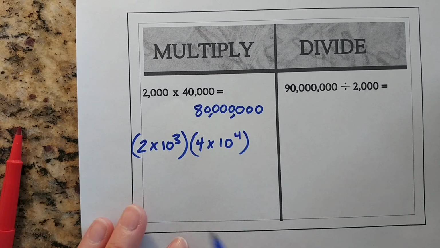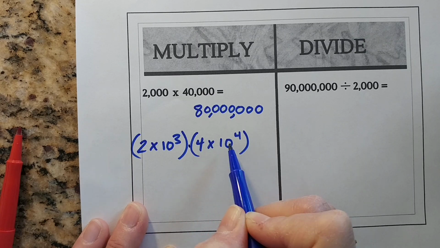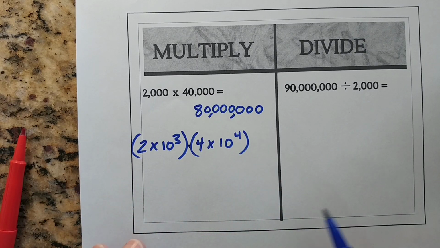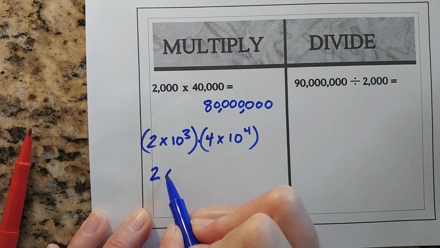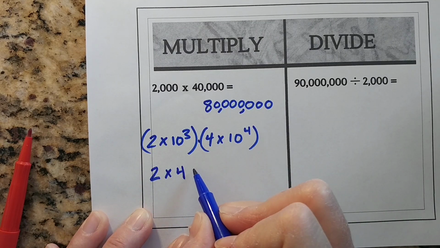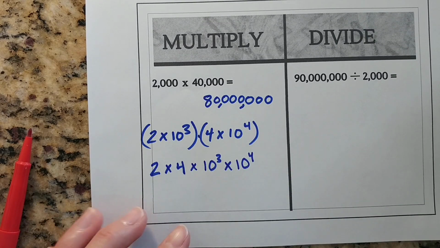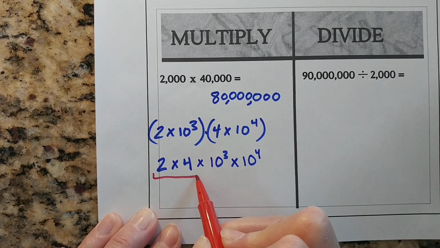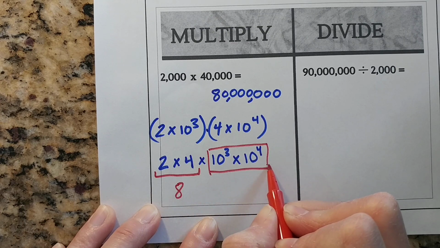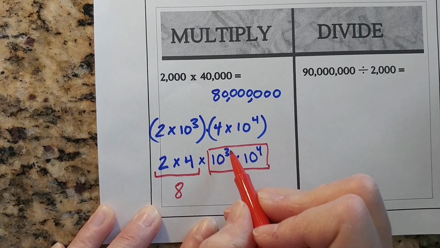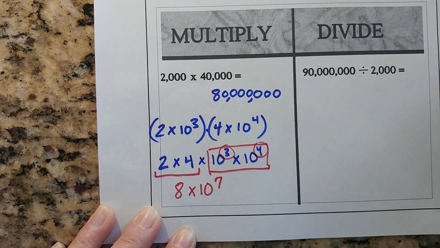Well, you notice here how this is all multiplication. 2 times 10 to the third times 4 times 10 to the fourth. We know that multiplication is commutative, so we could rearrange these numbers. I could take 2 times 4, these two numbers first, times 10 to the third times 10 to the fourth. I could rewrite the problem like this. Then I know that 2 times 4 is 8. And here, if I want to take 10 to the third times 10 to the fourth, to multiply powers with the same base, I just add the exponents. So that would be times 10 to the 7th.